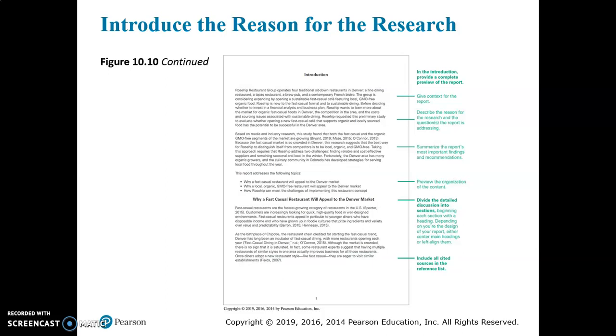So, a couple of other things they do here. Right here they set up the context, the reasons, and the questions they're going to look at. And then right here they summarize the most important findings and the most important recommendations. In the third paragraph, they talk about the organization of the content. In this case, number one, they use a bullet point: why a fast casual restaurant will appeal to the Denver market. And look what comes along just a couple lines down: the same phrase as a subhead to get into this section, which is about why a fast casual restaurant will appeal to the Denver market.